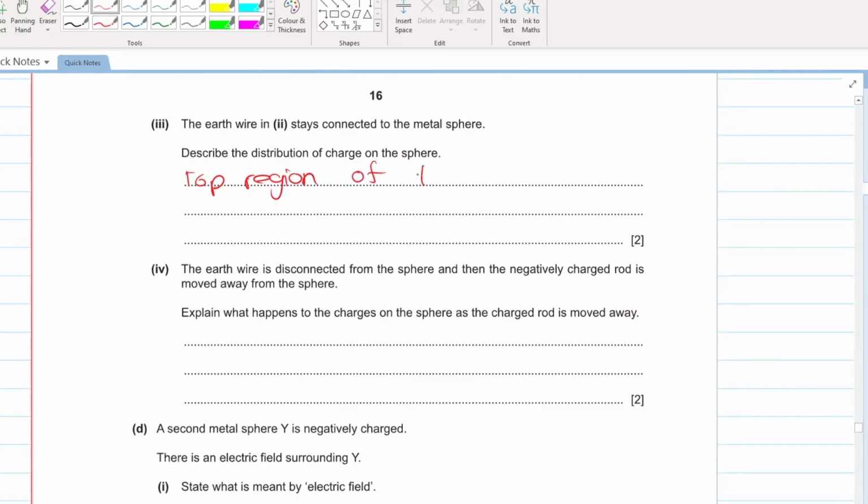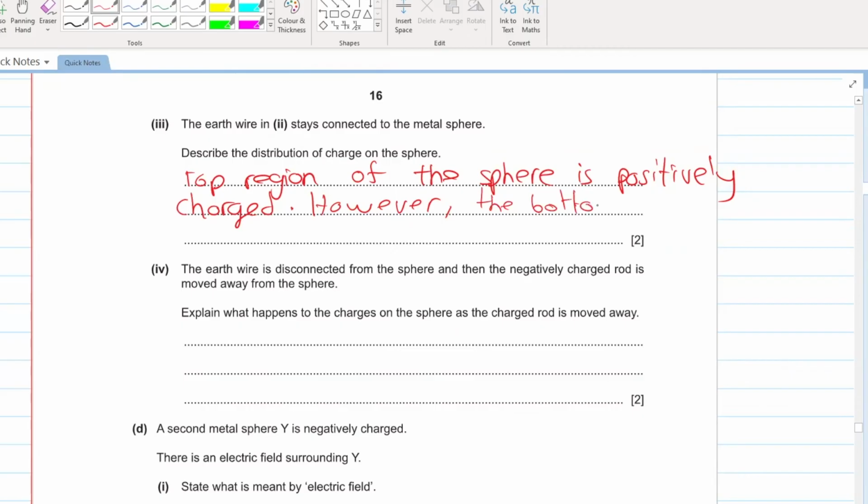You can say the top region of the sphere is positively charged. However, the bottom region is neutral or uncharged. Perfect. Let's further move ahead.